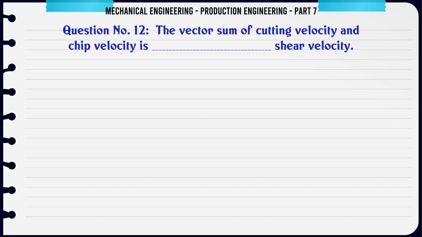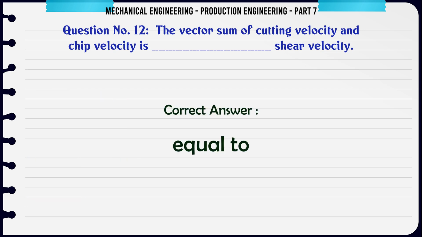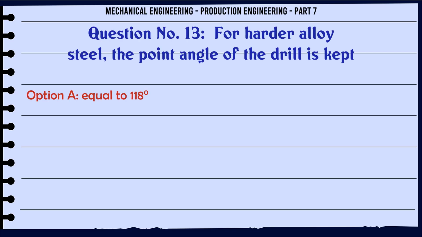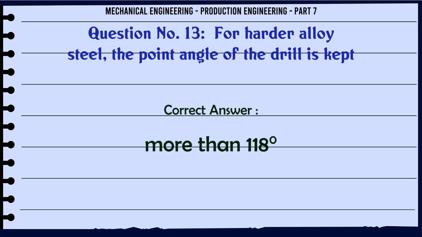The vector sum of cutting velocity and chip velocity is ___ shear velocity. A) equal to, B) less than, C) more than. The correct answer is equal to. For harder alloy steel, the point angle of the drill is kept A) equal to 118, B) less than 118, C) more than 118, D) any one of these. The correct answer is more than 118.